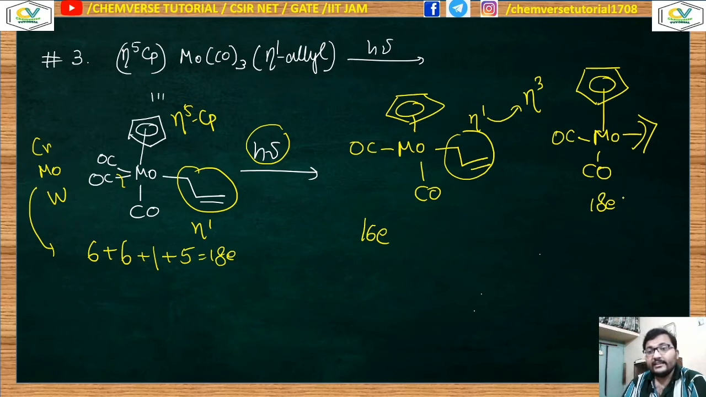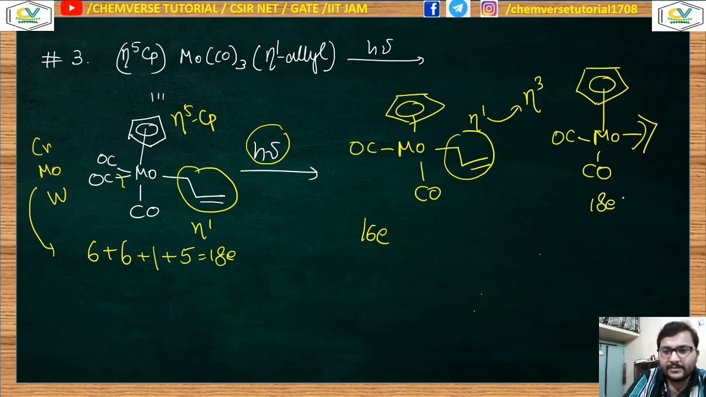Now you can say that there are two more carbonyls. So there could be further dissociation just like the previous case, but now the allylic ligand and cyclopentadienyl ligand have already reached their highest hapticity. Now if further dissociation of carbonyl occurs, then it cannot make up the electron deficit, and that's why the reaction will not be that facile. So further dissociation is not that favorable in this case.